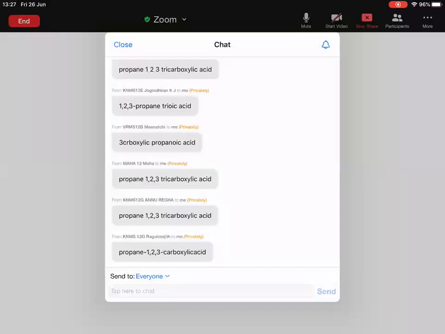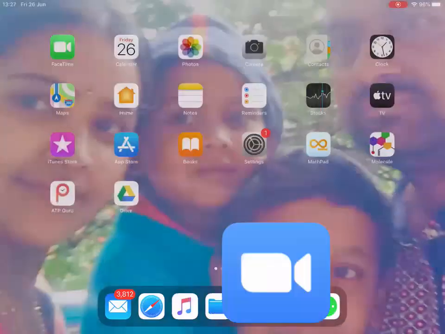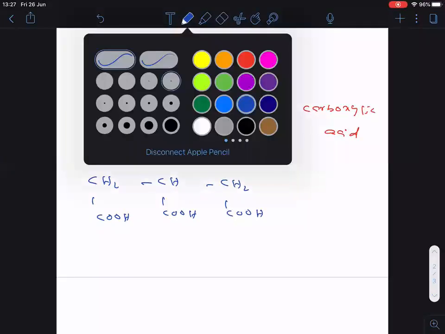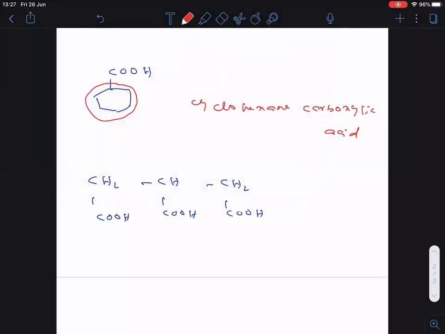Here I am getting mixed answers. Okay, so now let me give the correct answer for this question. First of all, what is the principal carbon chain here? The principal carbon chain is this one. Clear? So COOH is not part of the principal carbon chain.